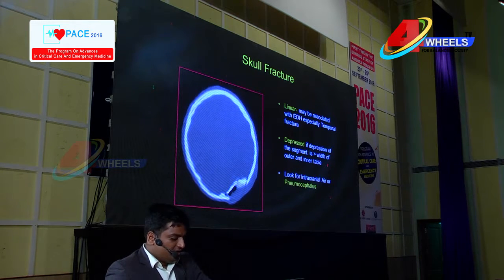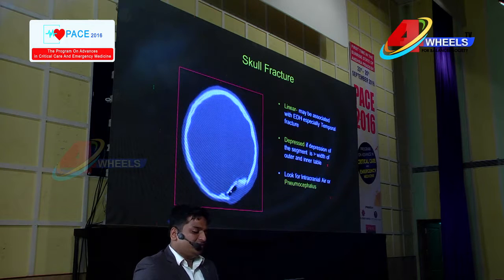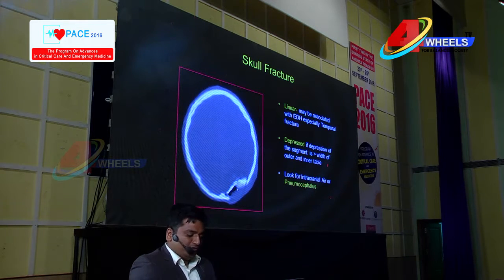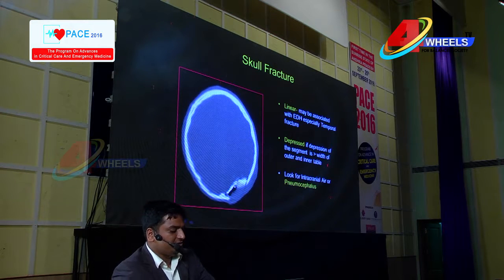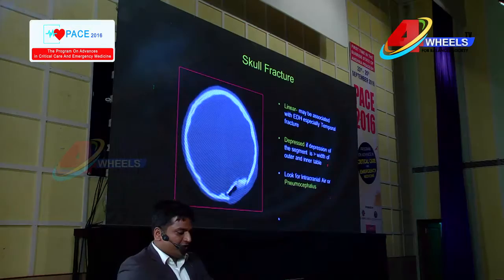Depressed fracture is more significant when the segment is going and compressing inside in such a way that the width of the segment is more than the outer and inner table. When you see a depressed fracture, you should make sure that you alert your neurosurgeons and take off the segment as early as possible.